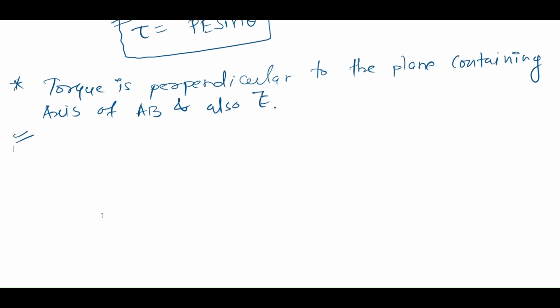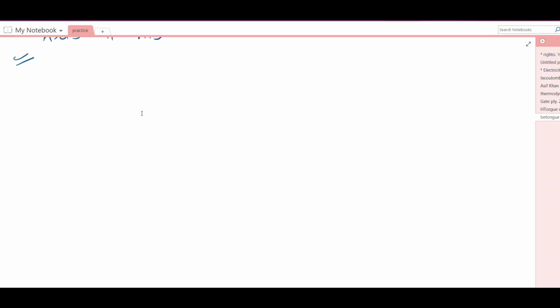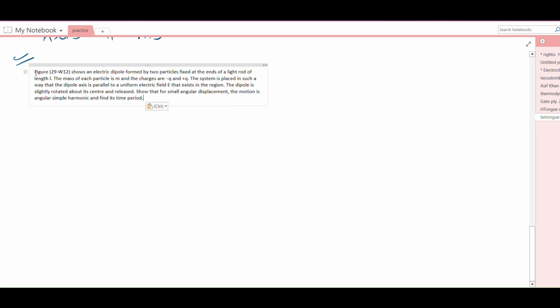Okay, so let's solve a numerical problem based on this concept. So this is the problem that we'll discuss.